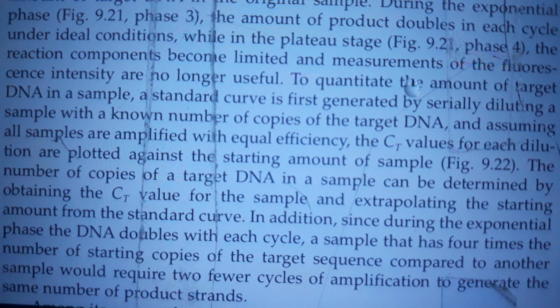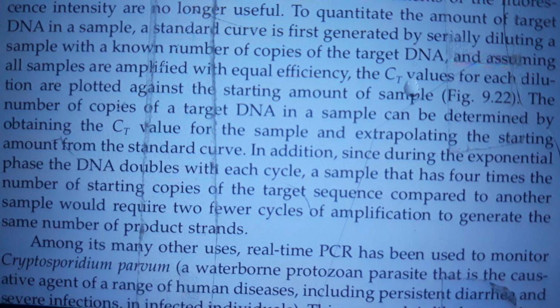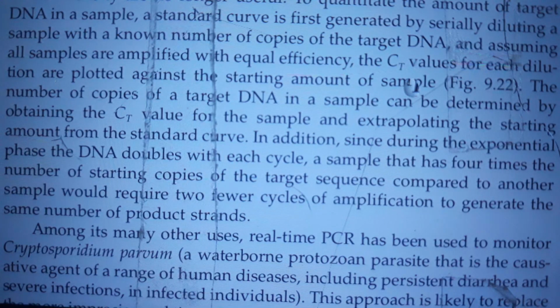The threshold cycle values for each dilution are plotted against the starting amount of sample. The number of copies of a target DNA in a sample can be determined by obtaining the threshold cycle value for the sample and extrapolating the starting amount from the standard curve.